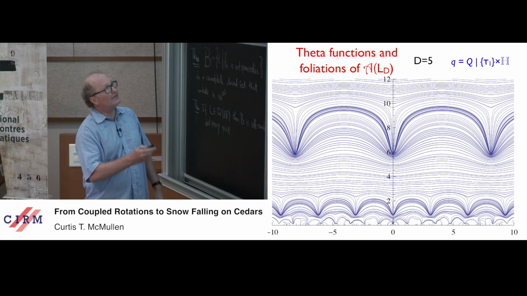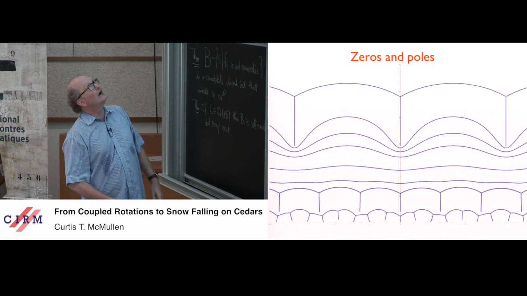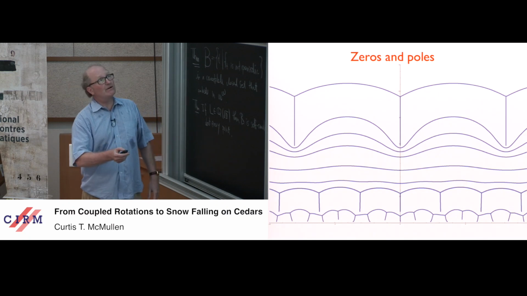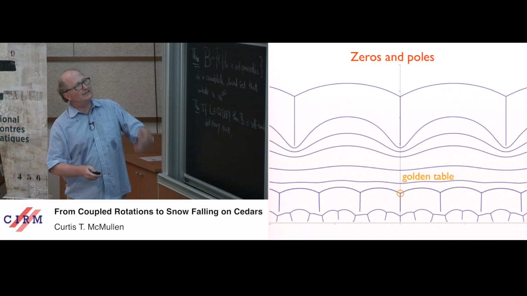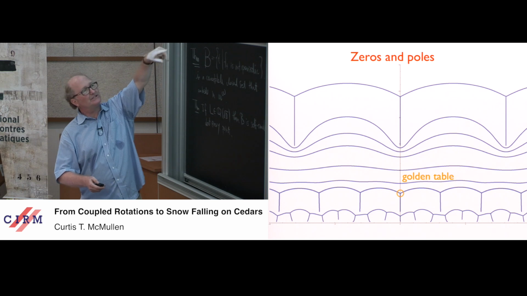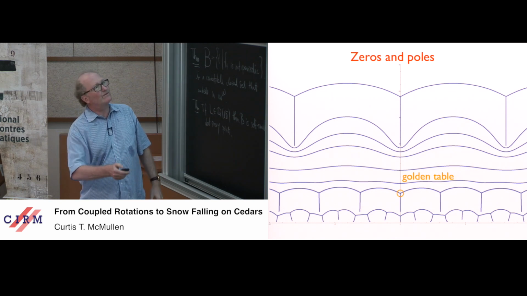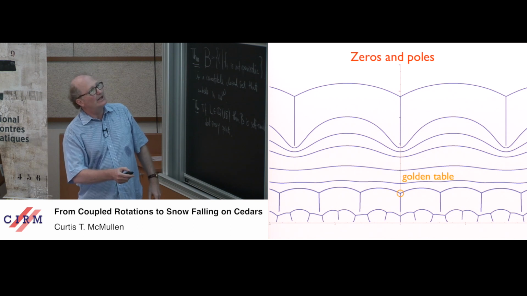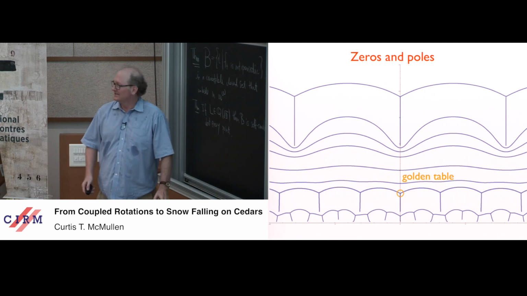So let me show another picture of this with the spine of the foliation illuminated. Okay, so here are the zeros and poles of the quadratic differential. So basically the strata of omega of M_g give rise to the special points of the quadratic differential. Here is our favorite one form, the golden table. And then what are these guys here, the other zeros? These are what I call fool's gold.